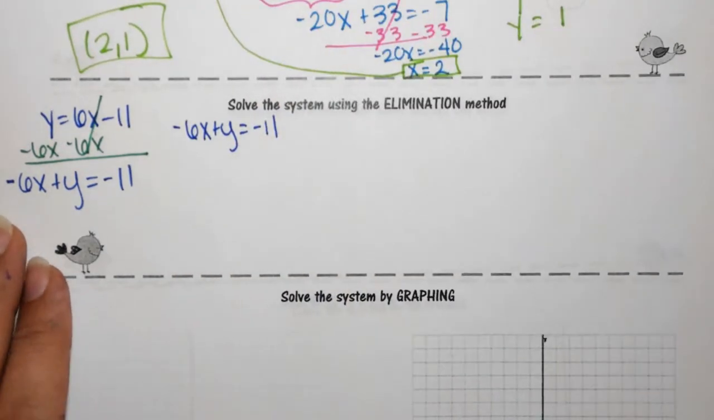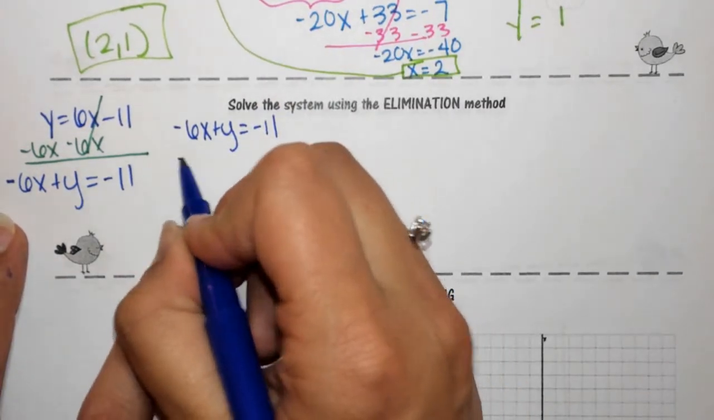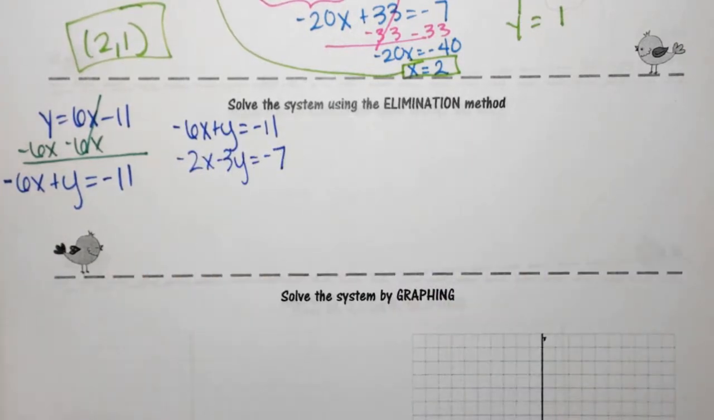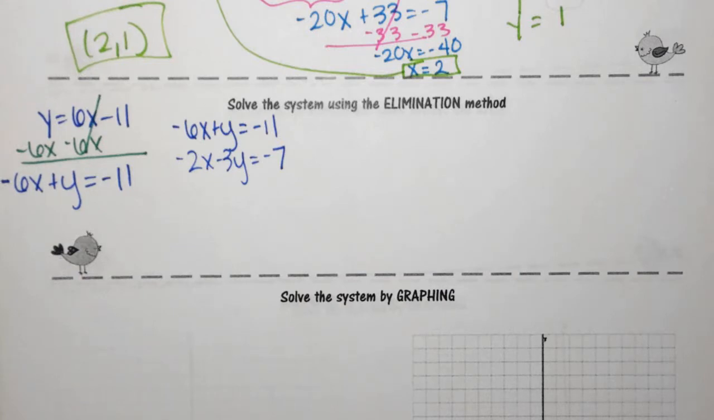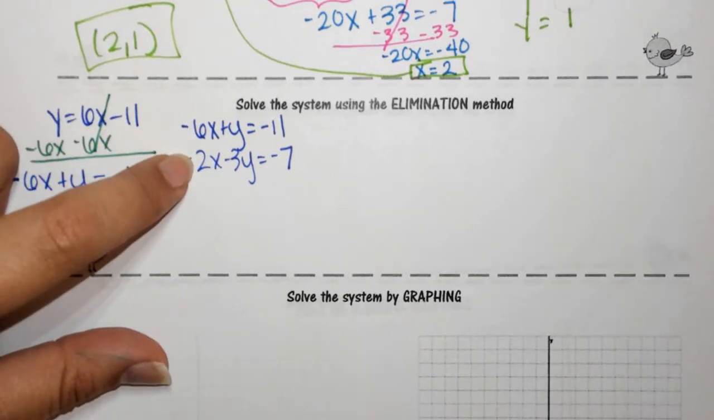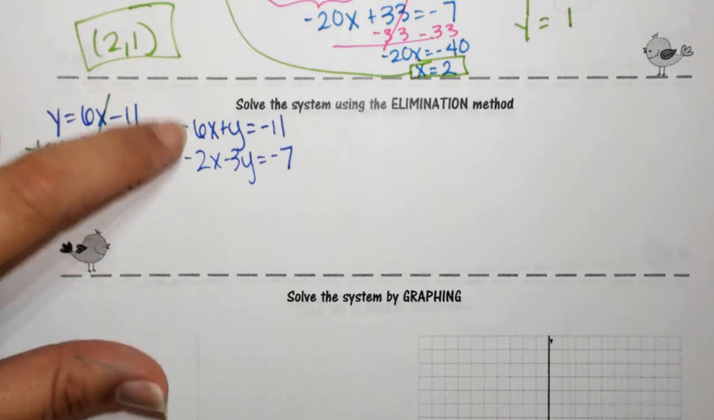And what was our other equation? Negative 2x minus 3y equals negative 7. Now can we eliminate from here? Yes. We know how to do that. Do we want to eliminate x or do we want to eliminate y? You want to do x? Okay. So if we eliminate x, are we going to multiply 6 by something to get 2, or are we going to multiply 2 by something to get 6?